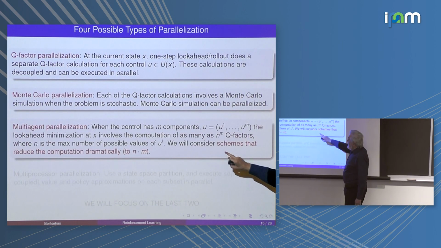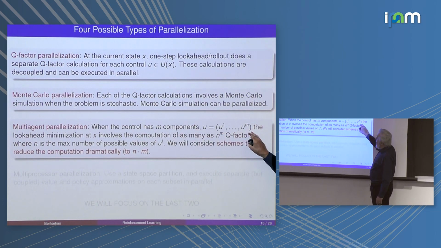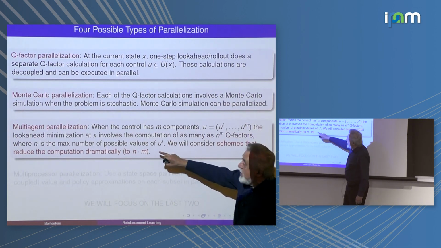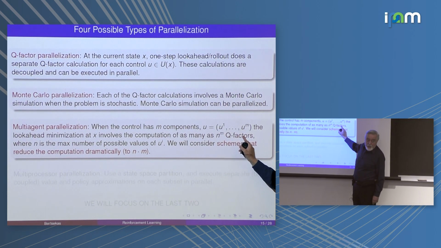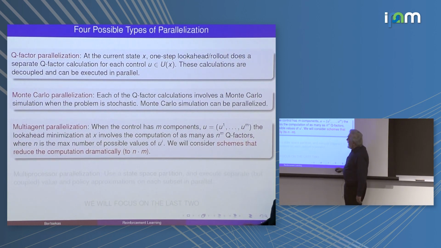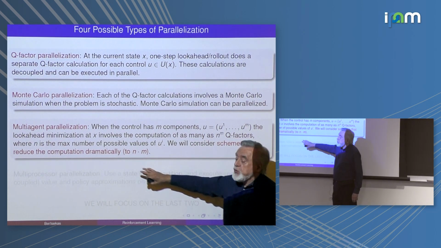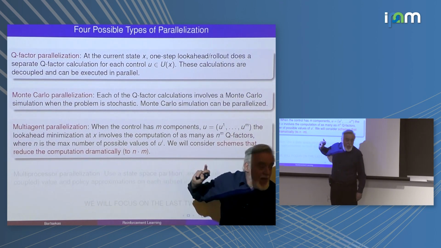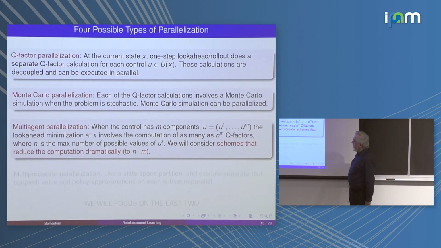Now, the third type is what I call multi-agent parallelization, and corresponds to the case where the control has m components. Therefore, the look-ahead minimization at x involves the computation of as many as n to the m Q factors. There is an exponential explosion of the number of factors that you compute. Even if these components take two values, let's say 0 and 1, still you have 2 to the m Q factors. And here n is the maximum number of possible values. And what we will do is consider a scheme that reduces this computation dramatically to n times m, a dramatic reduction, while maintaining desirable properties of the scheme.